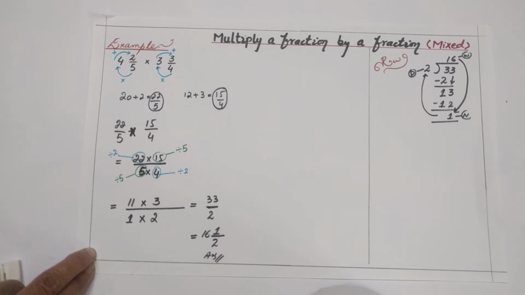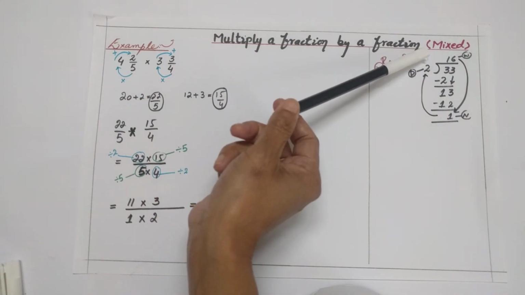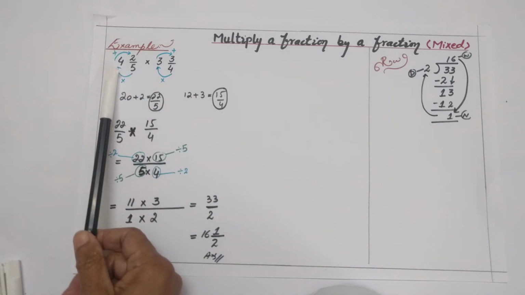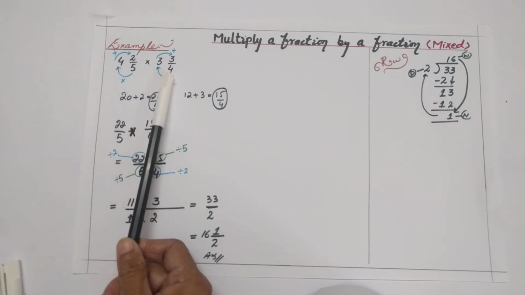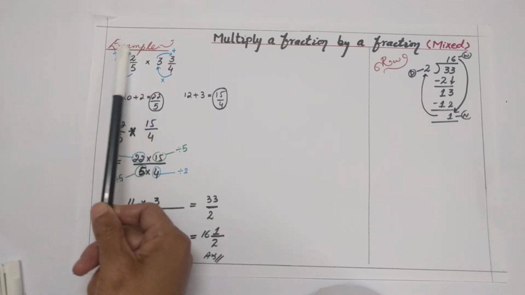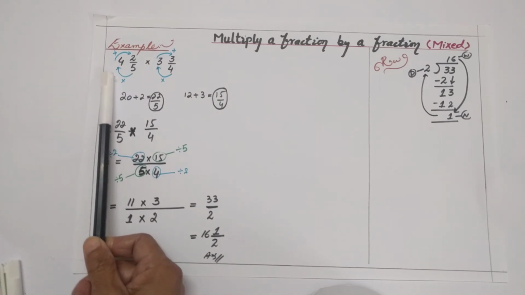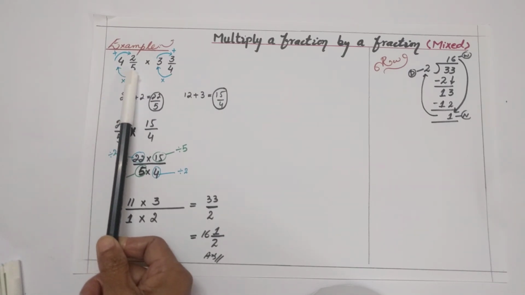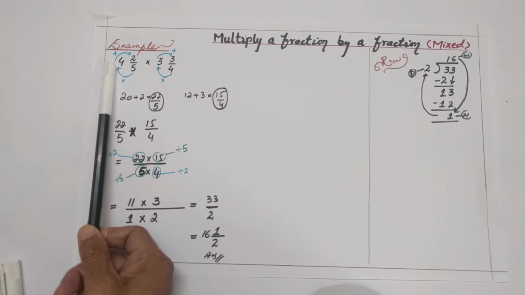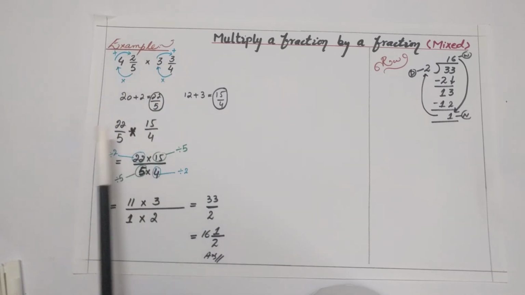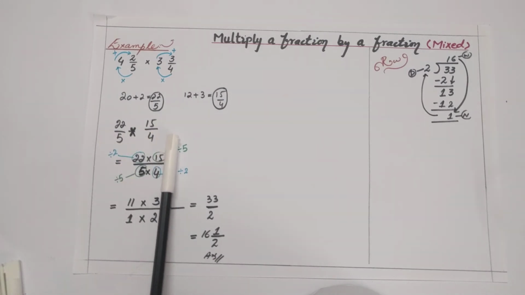Got it? So students, this one is the multiplication of a fraction by a fraction when your fractions are in mixed fraction form. As we have both fractions as mixed fractions, firstly we have to convert the mixed fractions into improper fractions. To convert a mixed fraction into an improper fraction, we multiply the denominator by the whole number and then add the answer to the numerator. After this method we have 22 by 5 and 15 by 4 in fraction form.